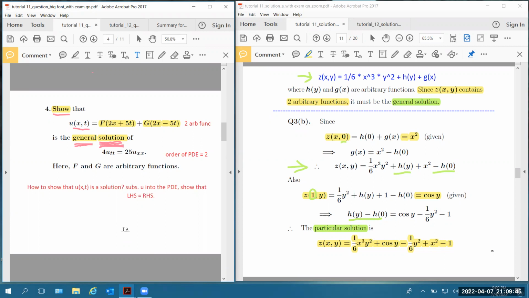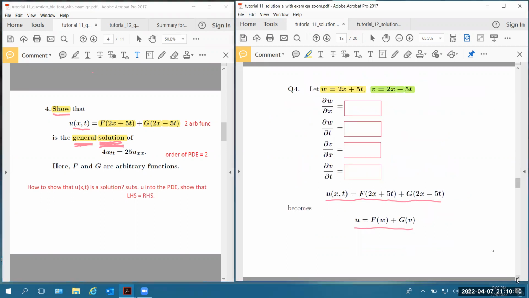So how do you show that u(x,t) is a solution? Do you need to go and solve this or not? No, you just go and substitute u inside. Put into the left side, put into the right side, and show that your left-hand side is equal to your right-hand side. Okay, so this is our plan now, and we are going to substitute u into the PDE. Now let's look at the solution.